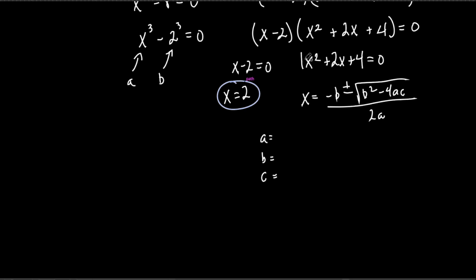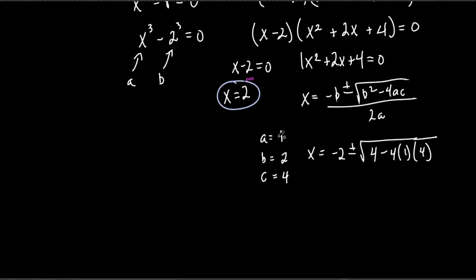So what is the a in this situation right here? Well, it's always the coefficient, so it's 1. A is 1. The b is 2. And the c is 4. So what I'm going to do is plug stuff in. So x equals negative b. So this was a positive 2. So what's the opposite of positive 2? It's negative 2. And then plus or minus the square root of b squared. So 2 squared, let's just write that down. B squared, or 2 squared, is 4, minus 4 times a, which is 1, times c, which is also 4.